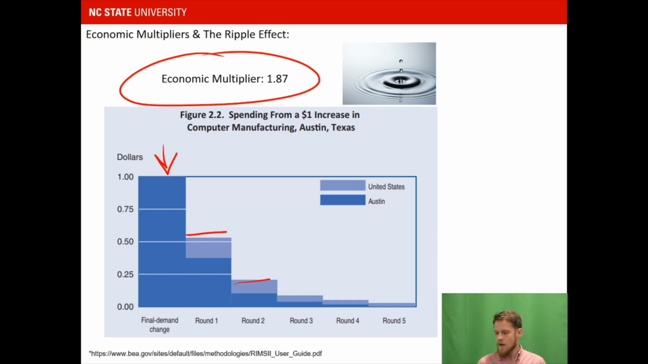So what we can do is we can add up all the impacts that are created by that dollar of final demand change. And when you sum everything up underneath this red line, that's how you get your economic multiplier.